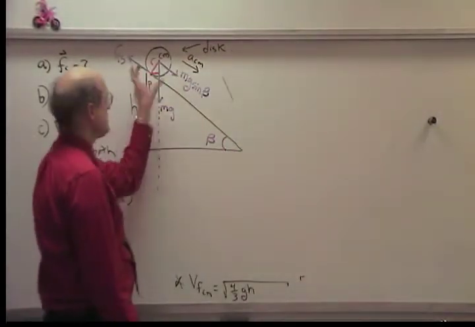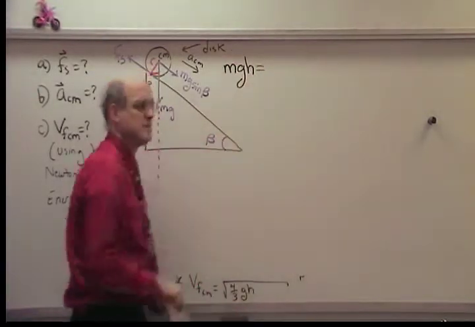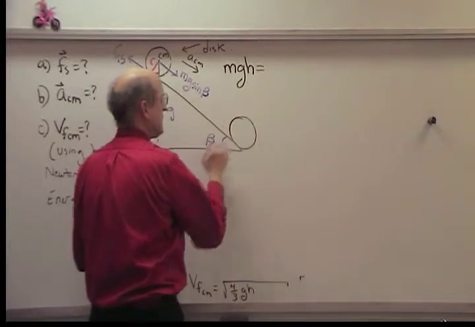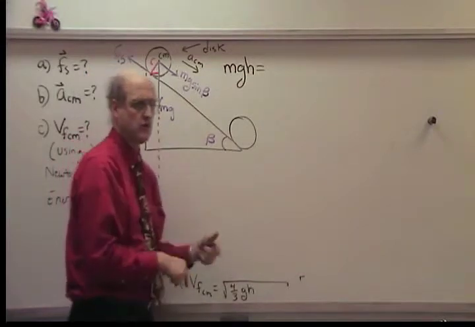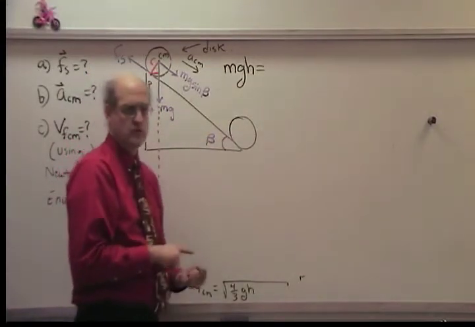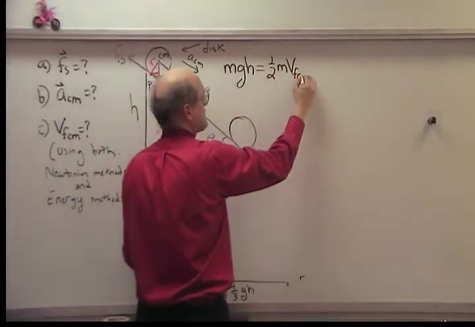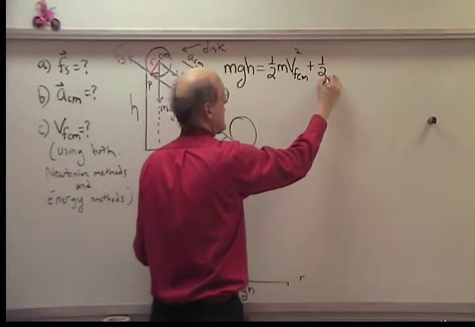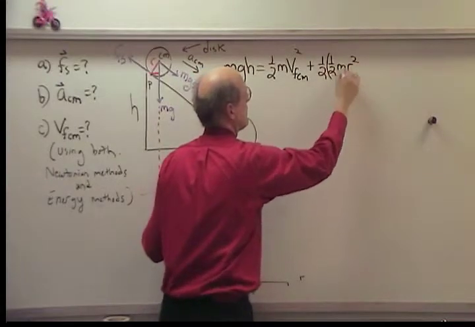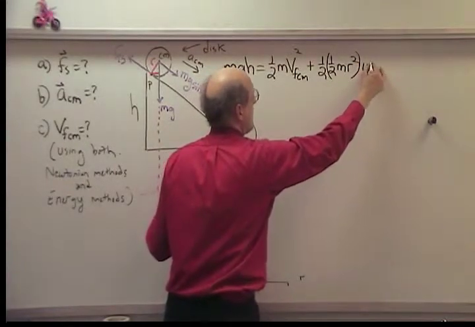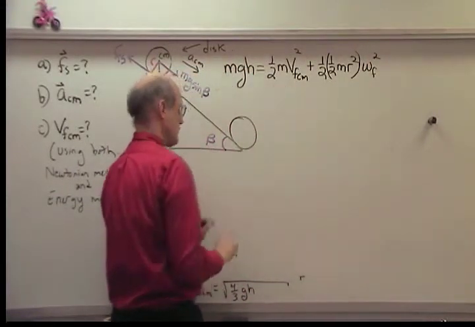Okay, so at the top of the hill, the disk has potential energy, mgh. By the time it gets to the bottom of the hill, it would have both translational and rotational kinetic energy. So its potential energy is converted over to kinetic energy of rotation and translation. So we have 1/2 m VFCM squared plus 1/2 ICM, which is 1/2 mr squared, multiplied by omega F squared. So this is the rotational kinetic energy, and this is the translational kinetic energy.